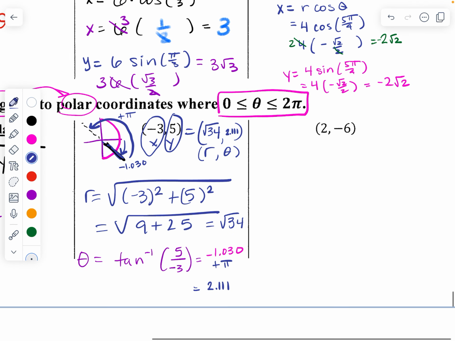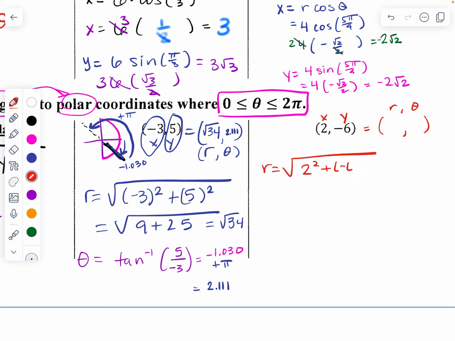Let's look at this one. So again, we have x comma y, and we want to know what r comma theta is. And then we're going to go ahead and finish this up. So we've got r equals the root of x squared plus y squared equals the root of 4 plus 36, which is the root of 40. We can simplify this down to 4 and 10. So this becomes 2 root 10.